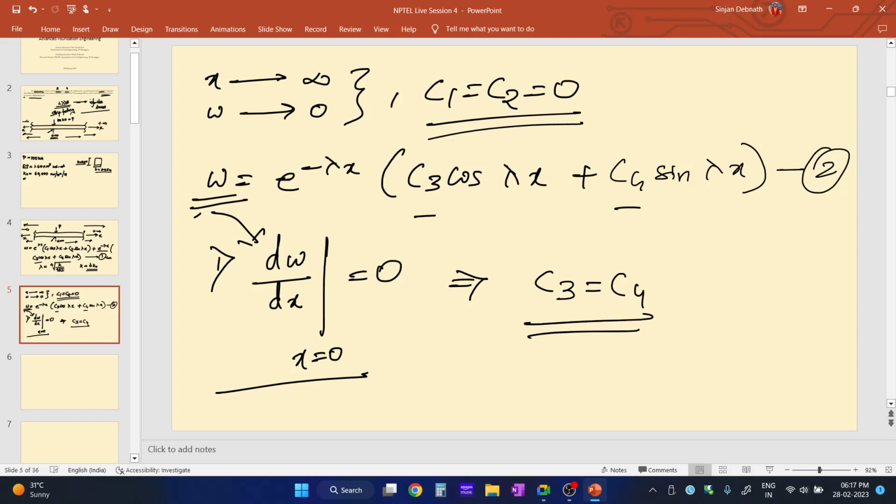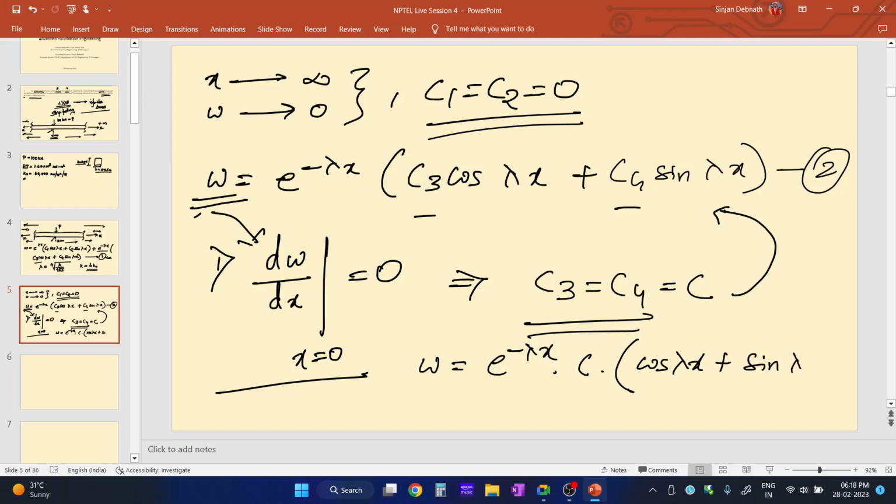Okay, since both the constants are equal, let me just term it as C. Since both the constants are the same, we can write C3 is equal to C4 is equal to C. So what will be the equation? If we insert C3 is equal to C4 is equal to C over here, we will get W is equal to e to the power minus lambda x. Just take the C out of the brackets, so into C into cos lambda x plus sin lambda x, right?